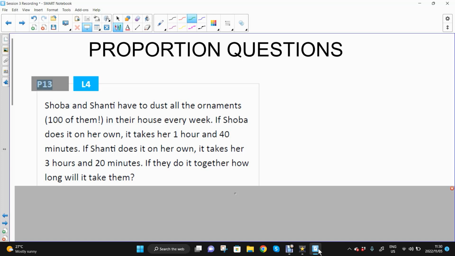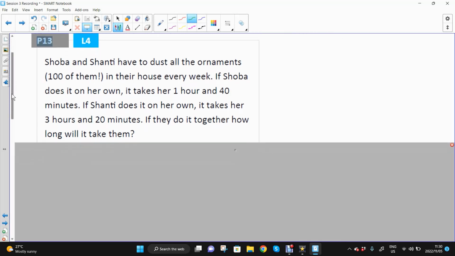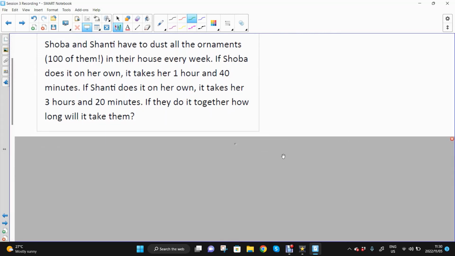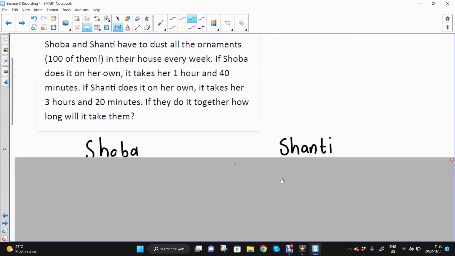If Shobha does it on her own, it takes her 1 hour and 40 minutes. If Shanti does it on her own, it takes her 3 hours and 20 minutes. If they do this together, how long will it take them? Very common proportion question where we have two rates or ratios that we have to combine.